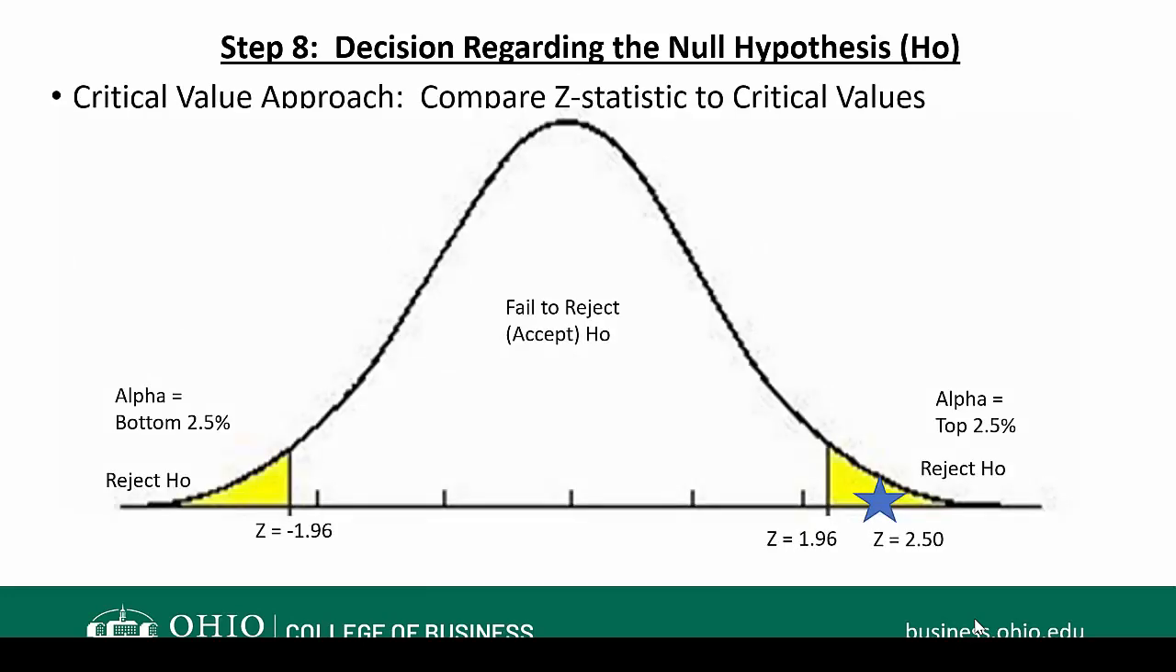For the critical value approach, we will compare our z-statistic to the critical values. If the z-statistic falls in the rejection region, we will reject the null hypothesis. Again, the rejection region is the yellow shaded areas on the distribution. If the z-statistic falls in the middle, the fail to reject region, we will fail to reject or accept the null hypothesis. In our example, you can see that our z-statistic of 2.5 is farther out on the tail in comparison to the critical value of 1.96. It falls in the rejection region. Therefore, we will reject the null hypothesis.